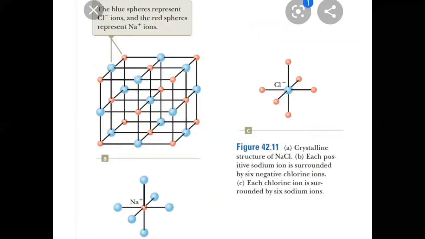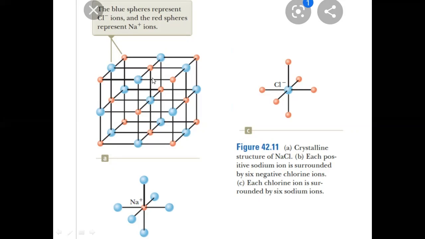Now, as I told, in case of sodium chloride, you can see the blue balls and the red balls. The red balls are for sodium and the blue balls are for chloride ions. The atomic number of chlorine is 17, and the atomic number of sodium is 11. That's why the size of the chloride ion is greater than that of the sodium ion.